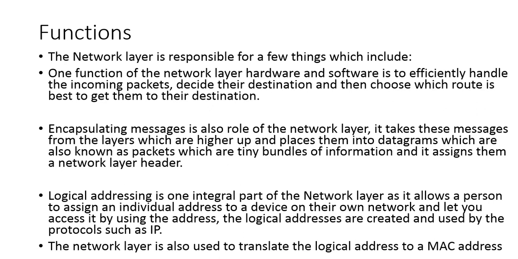One function of the network layer, hardware and software, is to efficiently handle the incoming packets, decide their destination, and then choose which route is best to get them to their destination. Say you've got a request from a server or a network in another country, then packets are going to go to your network. The function of the network layer is to handle those incoming packets, and once they get to your network, the network layer will help decide where they want to go, and will also decide how to get to their destination.